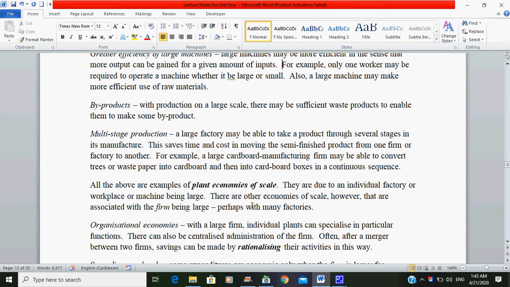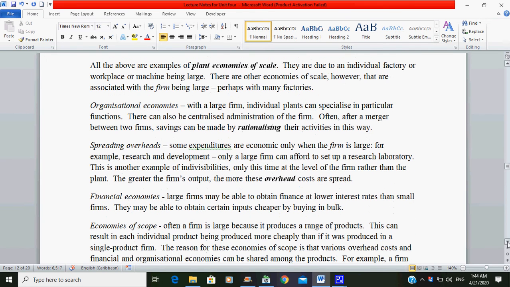There are other economies of scale, however, that are associated with the firm being large. These include organizational economies. With a large firm, individual plants can specialize in particular functions. There can also be centralized administration of the firm, often after a merger between two firms. Savings can be made by rationalizing the activities in this way.